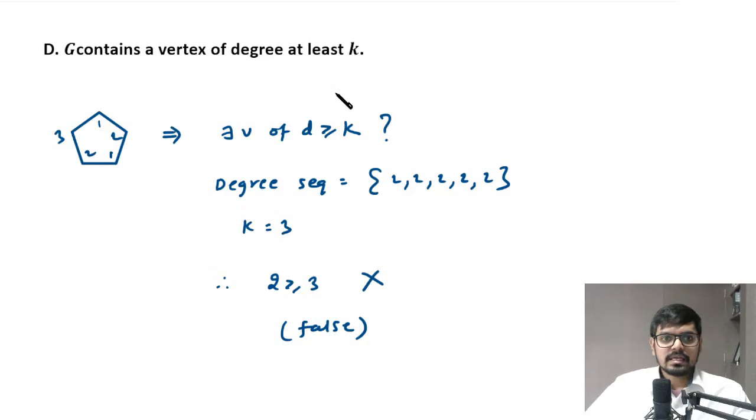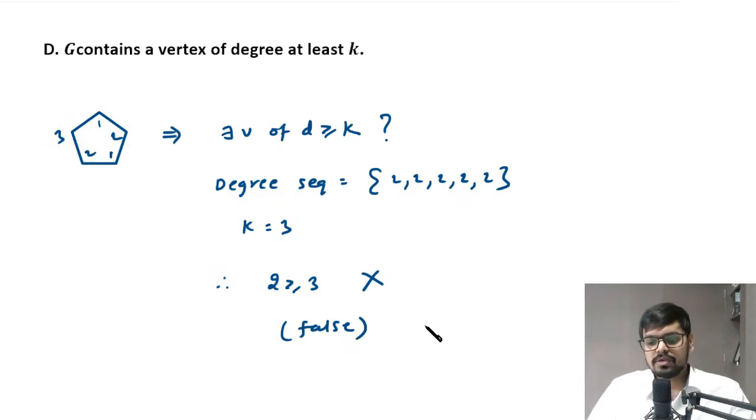What about D? G contains a vertex of degree at least k. This simply says there exists a vertex. Contains a vertex means there exists a vertex of degree at least k. So degree greater than or equal to k. Check this example, every vertex has degree 2, but the chromatic number was 3. So can we say that 2 is greater than or equal to 3? Can we see vertex degree greater than or equal to the chromatic number, 2 greater than or equal to 3? No. Therefore this is false.